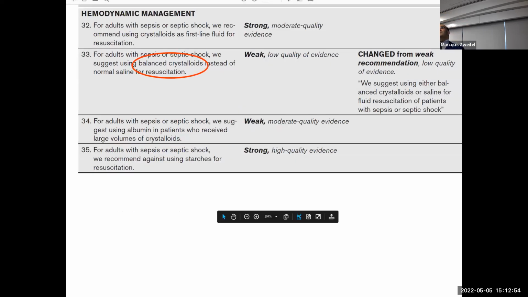So balanced crystalloid, LR or Plasma-Lyte, there are some other names, but LR, not saline, because LR showed improved mortality compared to normal saline. Before this study came, medical ICU was using normal saline, surgical ICU was using LR. One of the very few times the surgeons are correct. So they were correct. LR improved mortality.